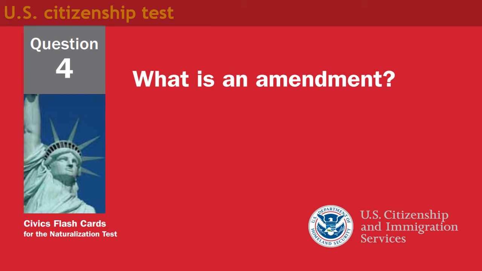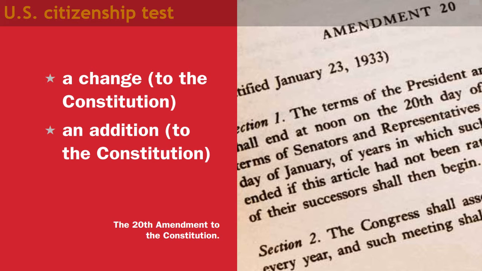Question 4. What is an amendment? Answer: a change to the Constitution, an addition to the Constitution. Explain. An amendment is a change or addition to the Constitution. The framers of the Constitution knew that laws can change as a country grows. They did not want to make it too easy to modify the Constitution, the supreme law of the land.